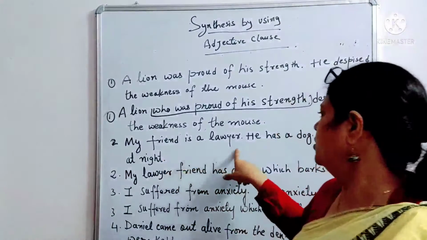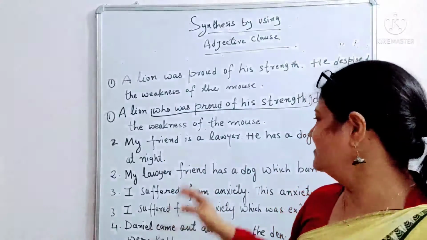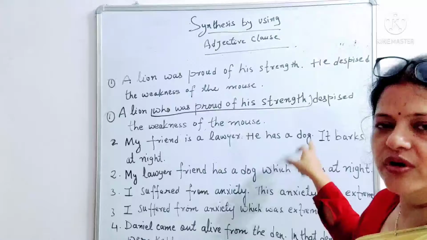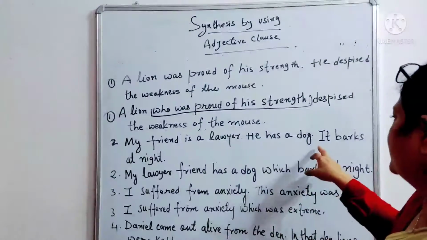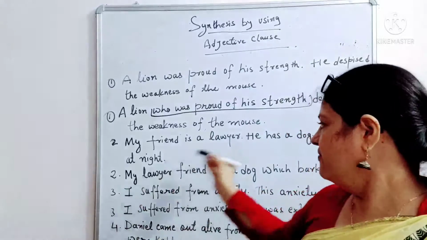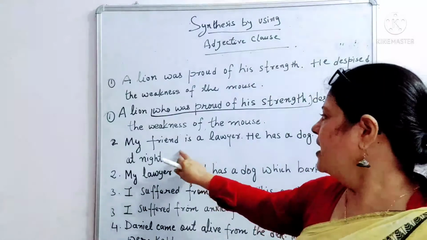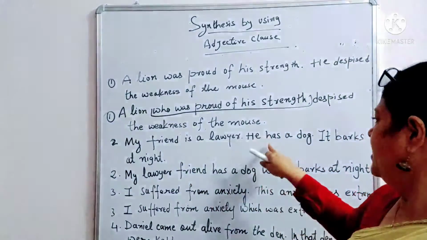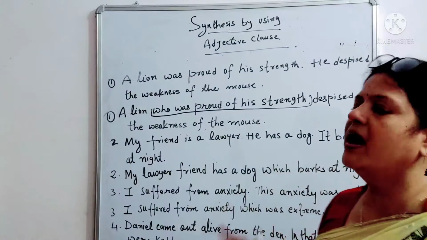Okay. Now let's see another example. My friend is a lawyer. This is the first sentence. He has a dog. This is the second sentence. And third, it barks at night. So we know that we have three sentences here. My friend is a lawyer. He has a dog. It barks at night.